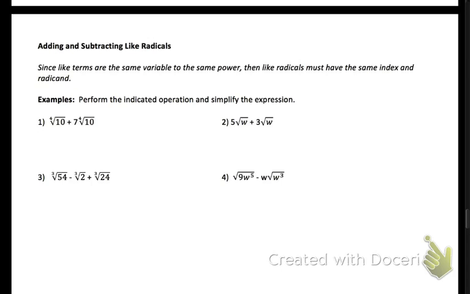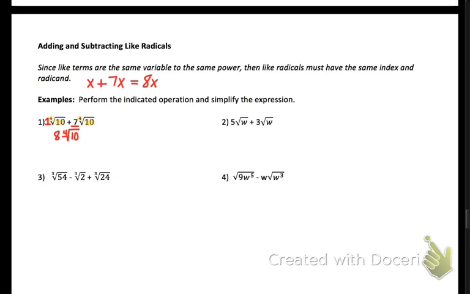Now think back to when we added like terms. If I had something like 1x plus 7x, those are like terms, and we can combine those and get 8x. That is almost the exact same problem as number 1. So we check two things. Same index? Yes. Same radicand? Yes. So that means that we can go ahead and add these. I have 1 right here, and I have 7 right here. So 1 fourth root of 10 plus 7 fourth roots of 10 gives me altogether 8 fourth roots of 10.